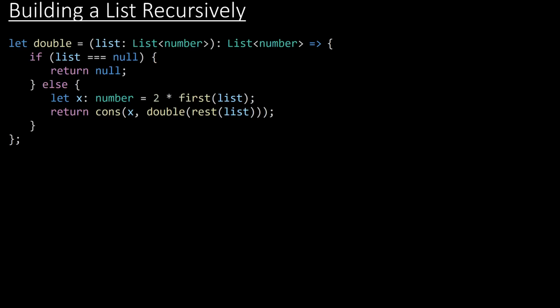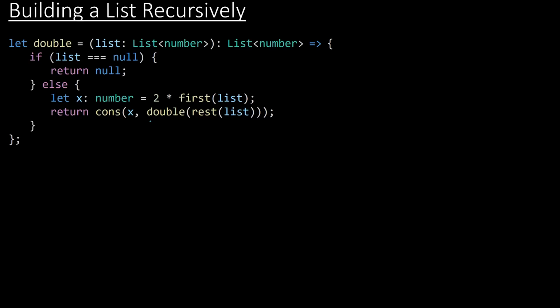Let's trace through a recursive function that builds a list. In this case, we are going to write a function named double that is given a list of numbers, and it will return back to us a list of numbers with the expectation that all of the numbers in this list will be doubled.